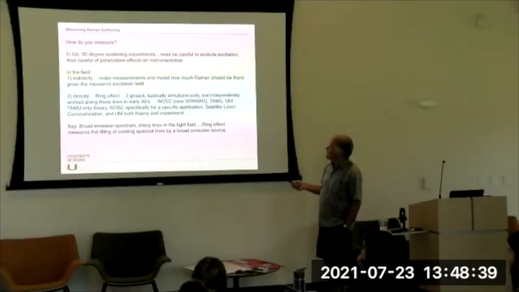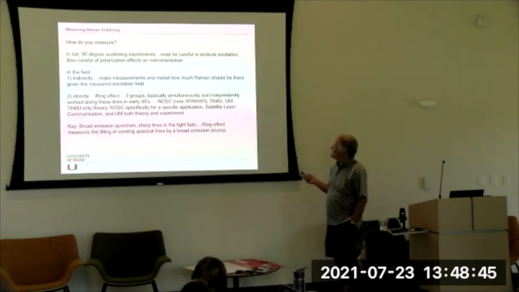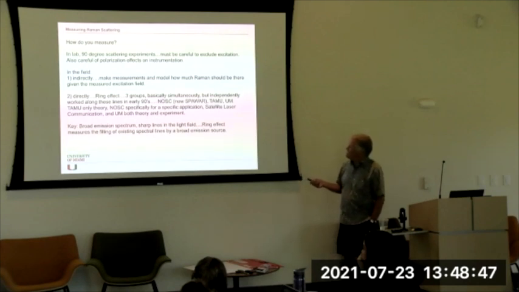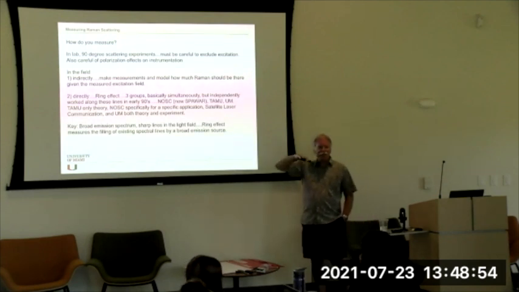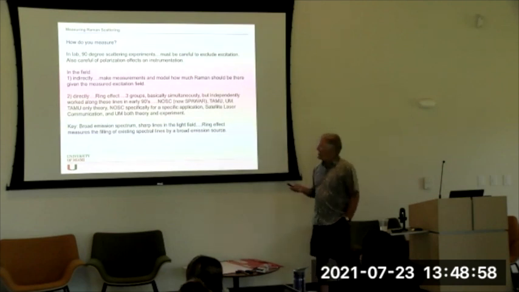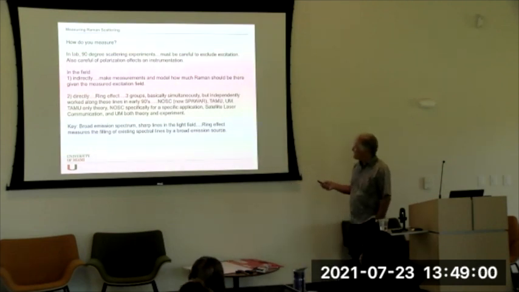In the field, you make measurements. One way is indirectly: you make measurements and model how much should be there given what you know about the excitation field. To directly measure it, you've got a problem because the light field is still pretty bright at that wavelength, so trying to figure out how to separate it. In the early 90s, basically three groups simultaneously, it's sort of weird how ideas come up like that, came up with ideas.